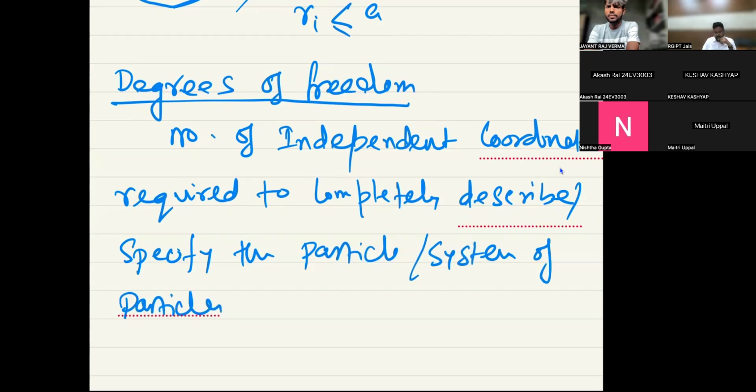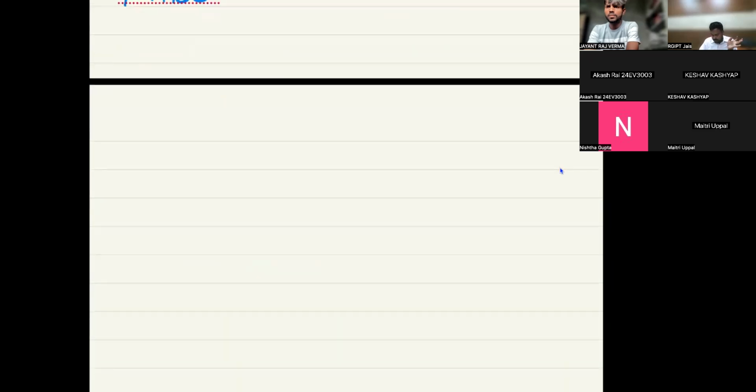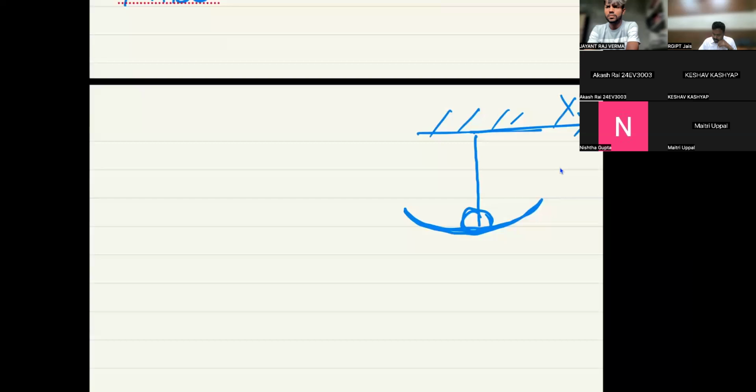This is degrees of freedom: how many coordinates you need. For example, let's say you have a simple pendulum, moving in the plane of this paper along this line. Let's say this is the XY coordinate system, this is the X direction, this is the Y direction. Let's say the pendulum is somewhere here at this point. So how many coordinates would you need to represent this pendulum?